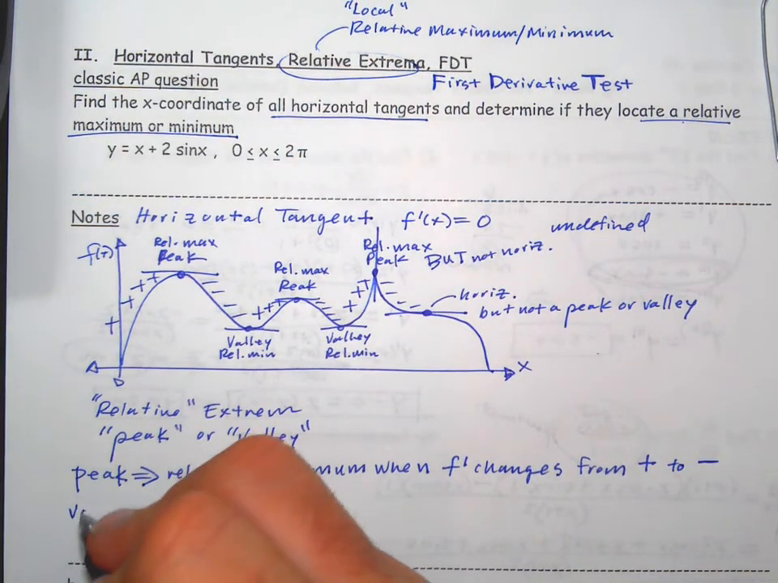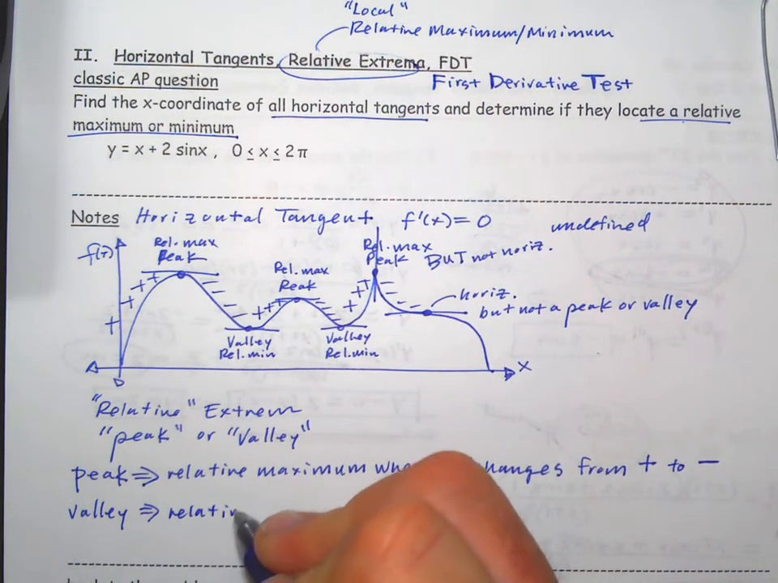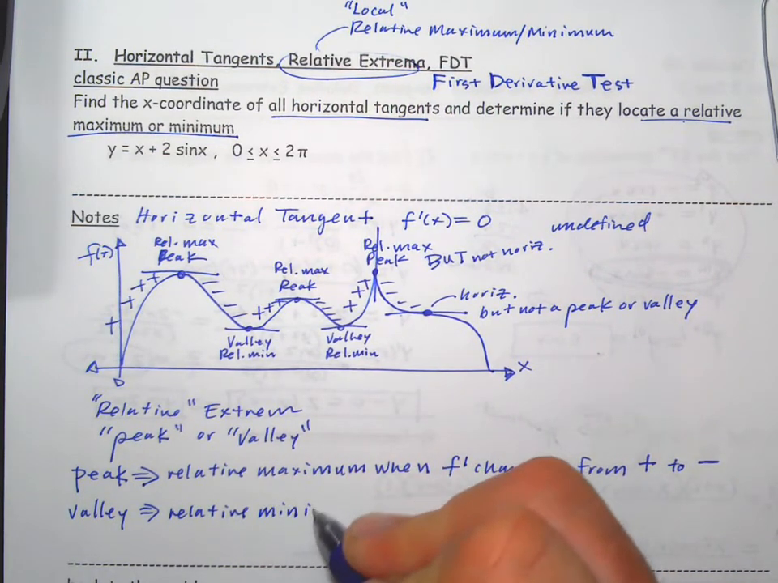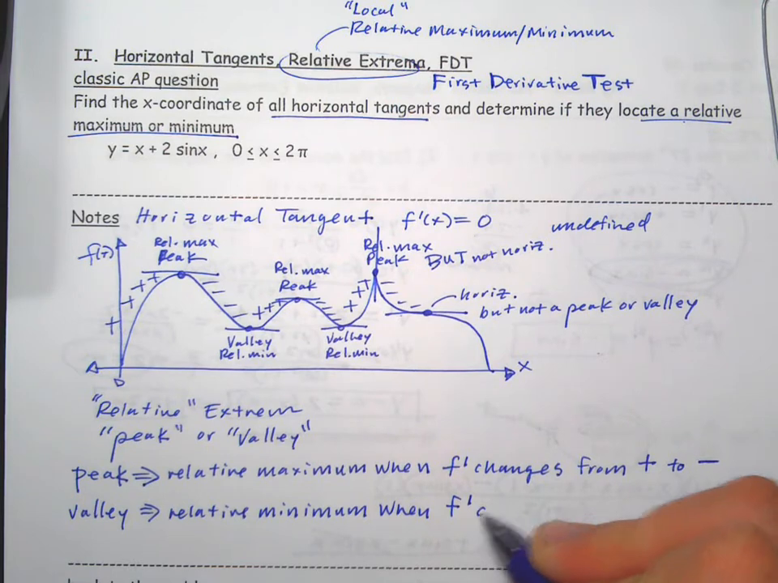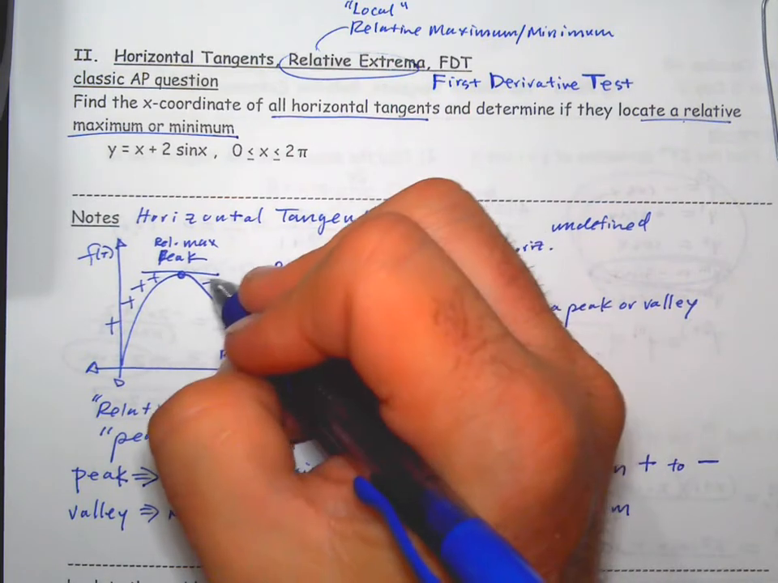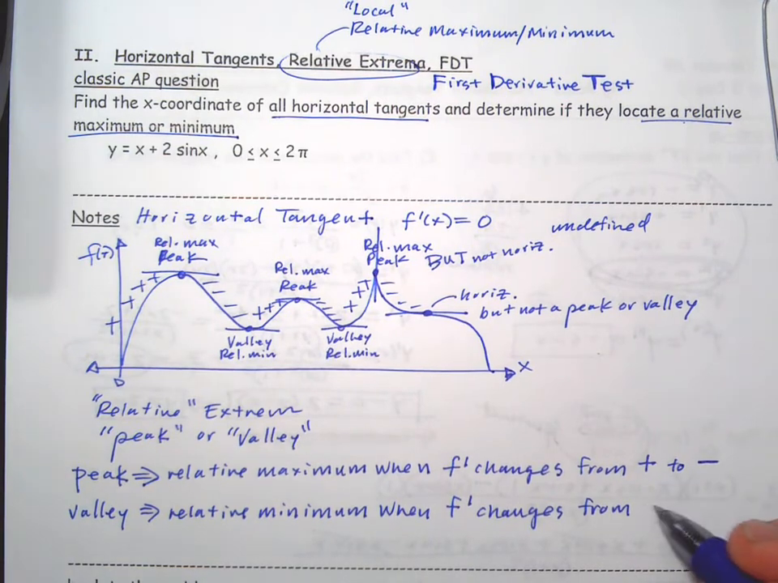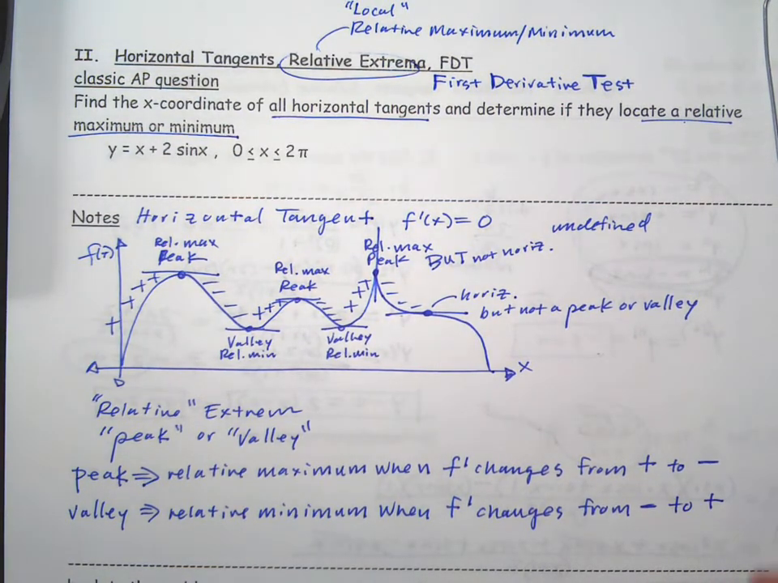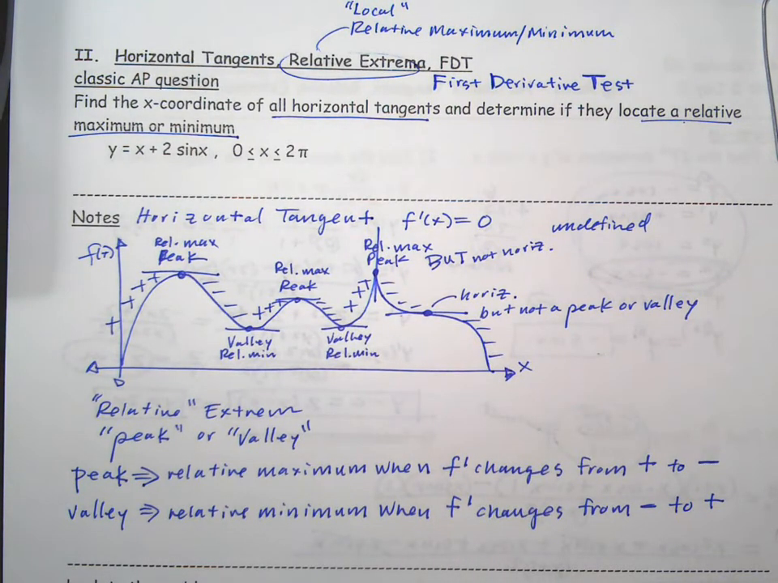Now, a valley, or more technically, a relative minimum, happens when f prime changes from, let's just see what makes sense. If you're going down and then you go up, got to be a valley. Down then up, got to be a valley. Negative to positive. Now this one right here goes from negative to negative, and so it's not a relative maximum because it doesn't change direction. And that's what we're going to rely on when we do the work without a graph.